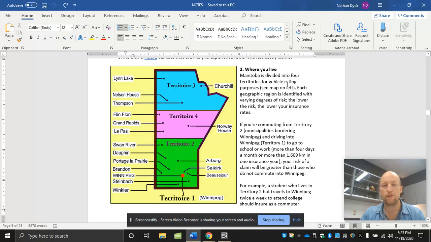Divide into four territories for their vehicle ratings. Each geographic region is identified with varying degrees of risk. The lower the risk, the lower your insurance rates.